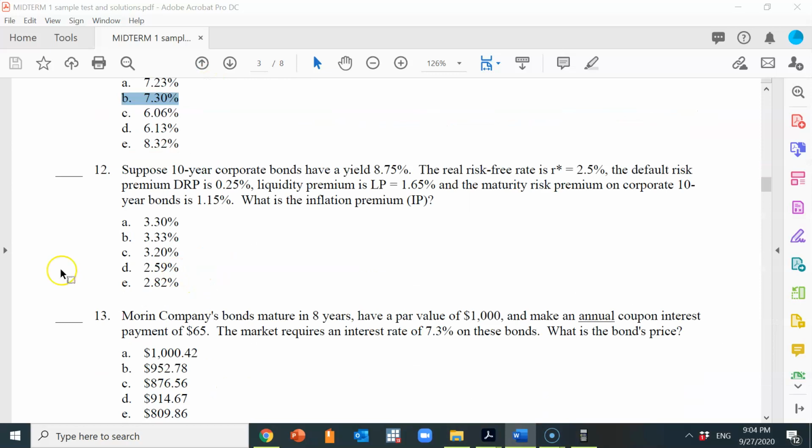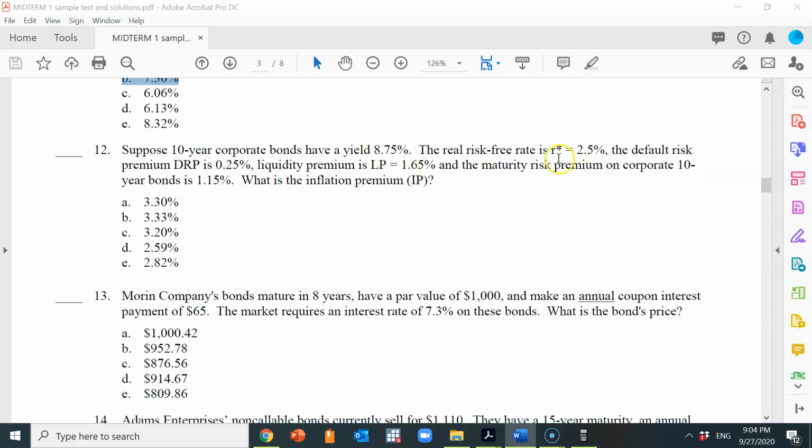12. We have a 10-year corporate bond. It has a yield of 8.75%. R star is 2.5%. Default risk premium is 0.25%. Liquidity premium is 1.65%. Maturity risk premium is 1.15%. What is the inflation premium?